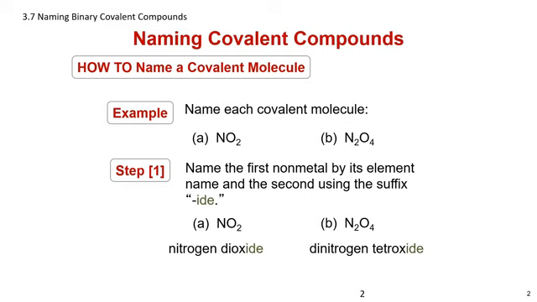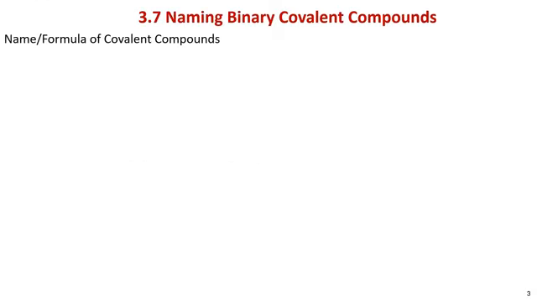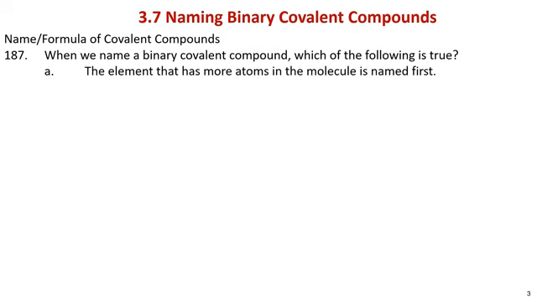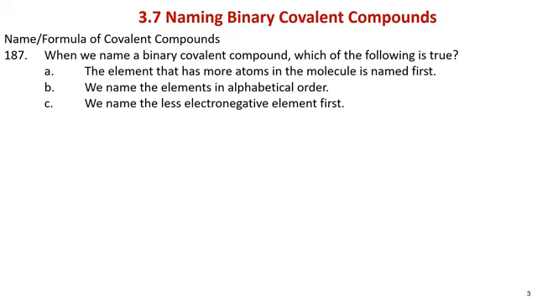Prefixes are used. In the name of a binary covalent compound, which of the following is true? The element that has more atoms in the molecule is named first. No. It has nothing to do with the number of atoms. Not according to alphabetical order. The second one is false. We name the less electronegative atom first. So the first element we write in the name of a covalent compound is the least electronegative atom.